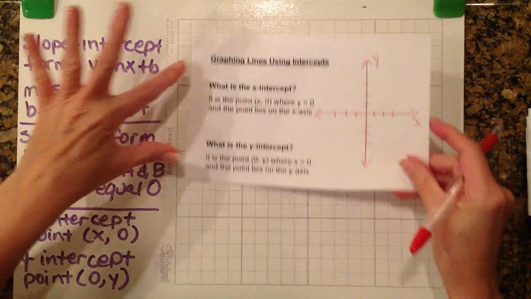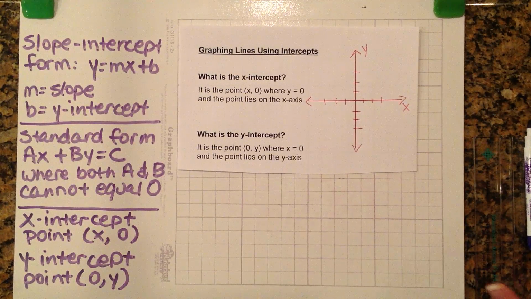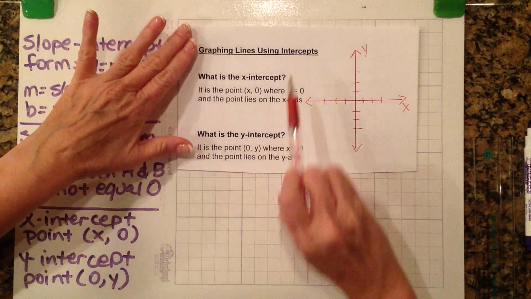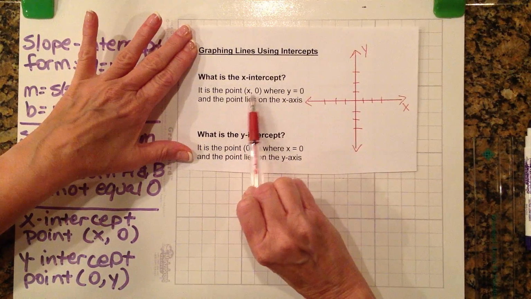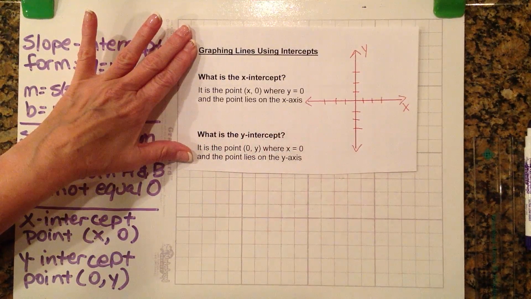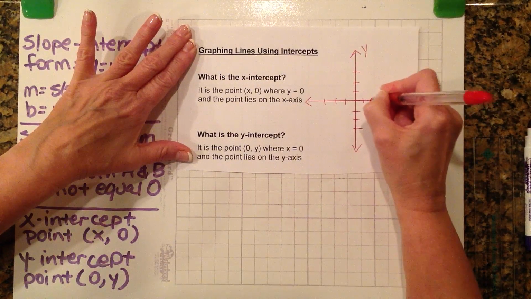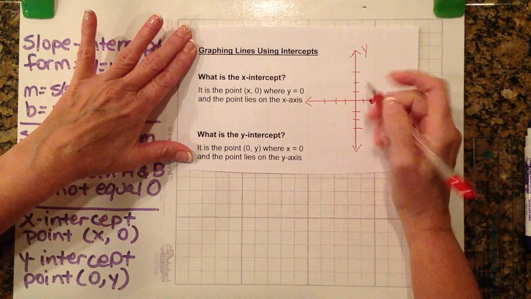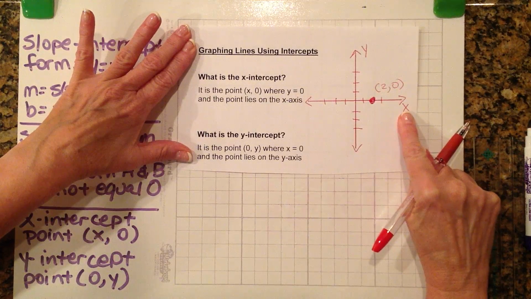Let's graph using intercepts. You do this quite often. I've seen this on the PSAT, ACT, SAT tests. And if you can graph using intercepts, you can graph quickly and efficiently. So let's look at what intercepts means. What is the x-intercept? It is the point (x, 0) where y equals 0 and the point lies on the x-axis. So let's say I was going to graph right here. That's an x-intercept, isn't it? Right there. What point is that? That's the point (2, 0), isn't it?